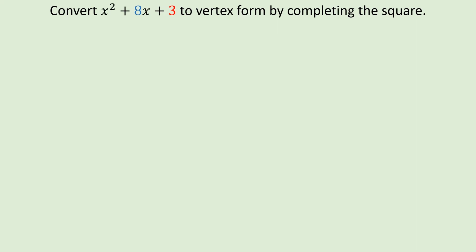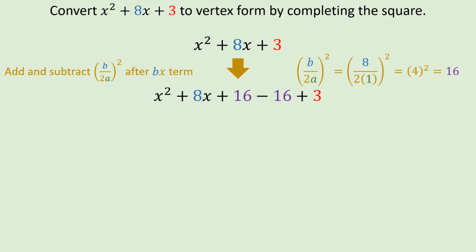Let's convert x squared plus 8x plus 3 to vertex form by completing the square. Notice that the value in front of my x squared term is technically 1, and so my a value is 1, and so we don't have to factor a out in this example. We skip to adding and subtracting our special value, which is b over 2a squared. And you add this after your bx term, or 8x. And so b over 2a squared is 8 over 2 times 1, squared, which is 4 squared, which is 16. And so we're going to add and subtract 16 here.